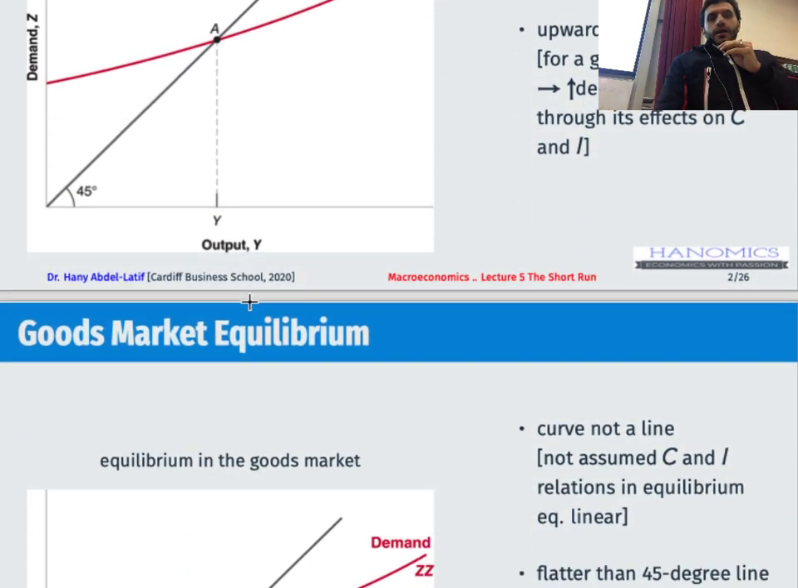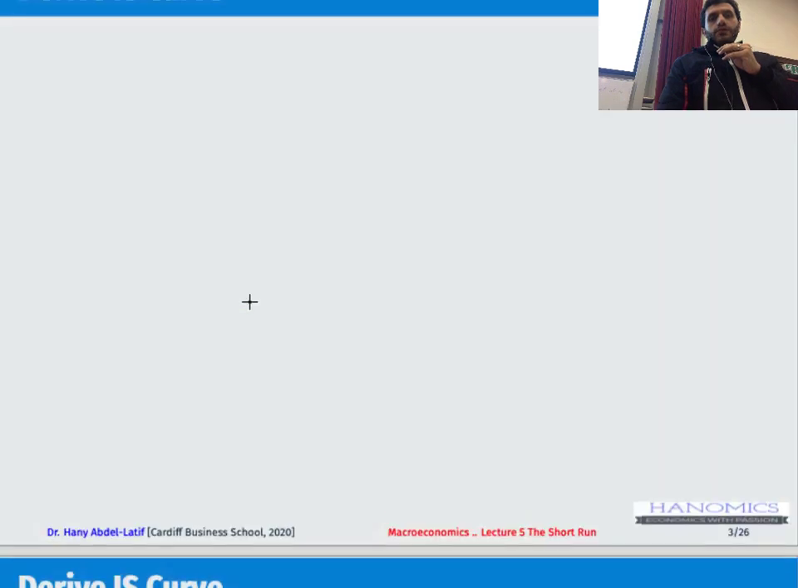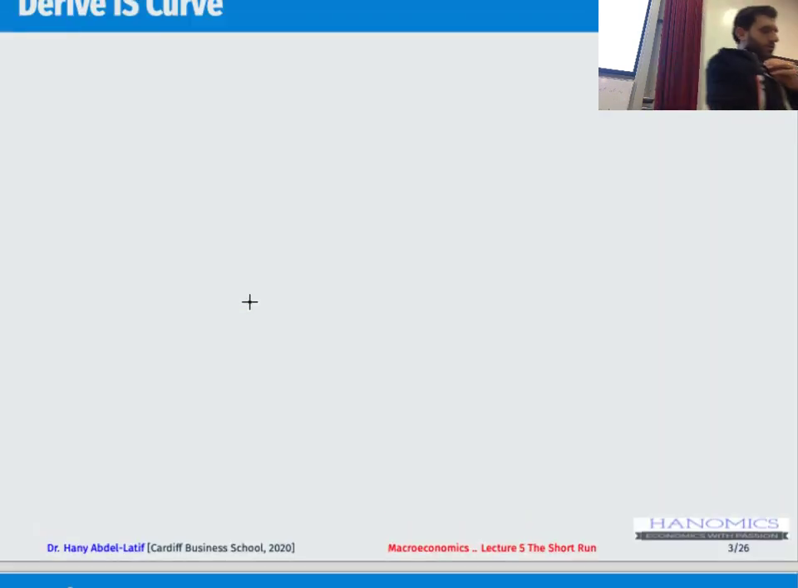So I'll try to do this, hopefully with this pen here, so hopefully it will work. Let's assume a situation where we have an initial equilibrium in the goods market.